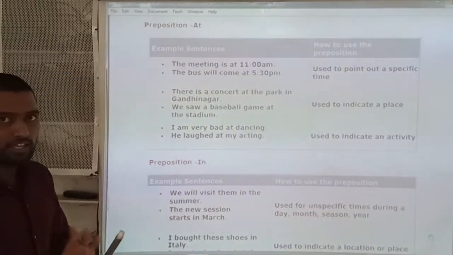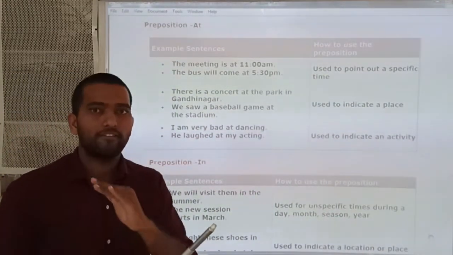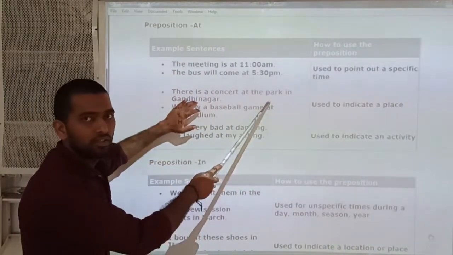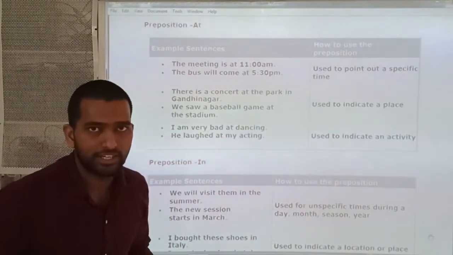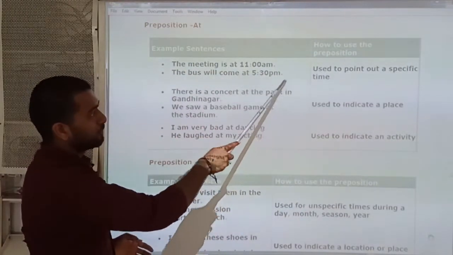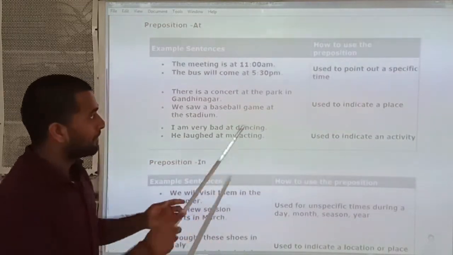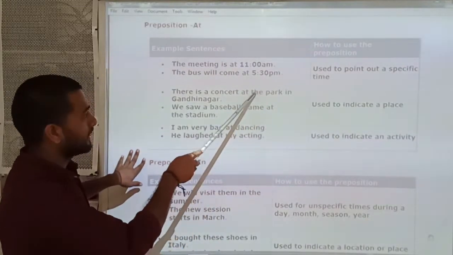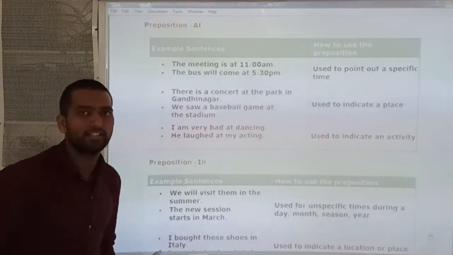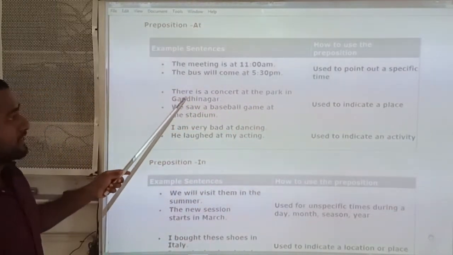See, at is also used to indicate a place, but in a sentence, if there are two places mentioned, then before the bigger place, you need to use the preposition in, and before the smaller place, when compared to another place, if it is smaller, then we use the preposition at. See, look at this example now.